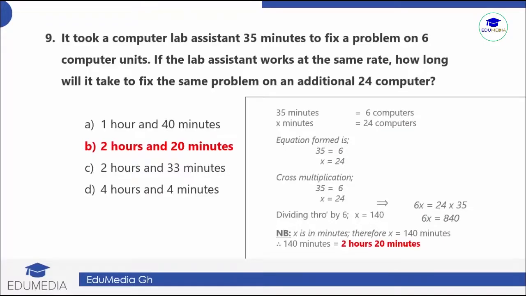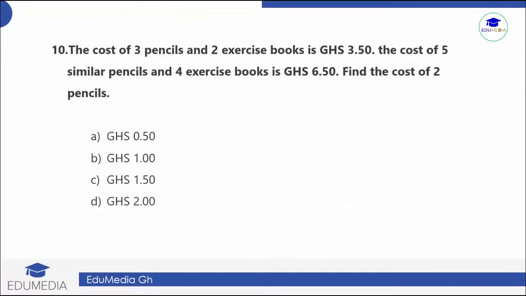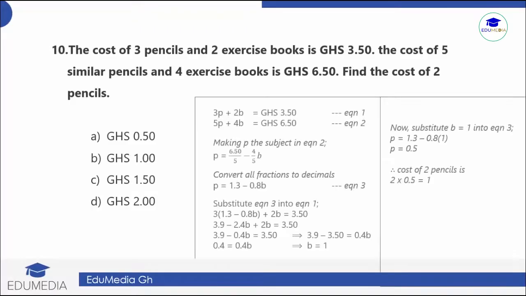Okay, so the last question here: the cost of 3 pencils and two exercise books is 3 cedis 50 pesewas. Now the cost of 5 similar pencils and 4 exercise books is 6 cedis 50 pesewas. Find the cost of 2 pencils. Okay, so we're told the cost of 3 pencils plus 2 books is 3 cedis 50 pesewas, and 5 pencils plus 4 books is 6 cedis 50 pesewas.